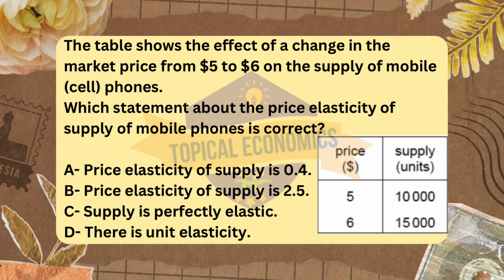The initial price is $5, and the new price is $6. So, the percentage change in price is 6 minus 5 divided by 5 times 100, that is 20%. Hence, the price elasticity of supply is 50% divided by 20%, that is 2.5.